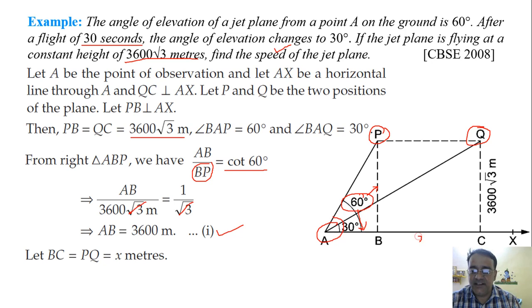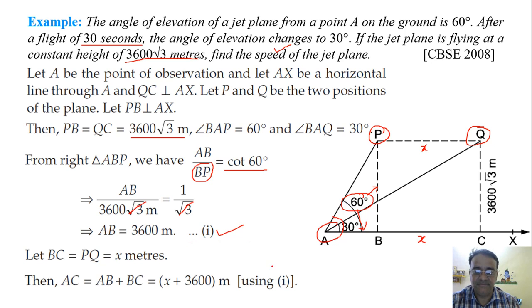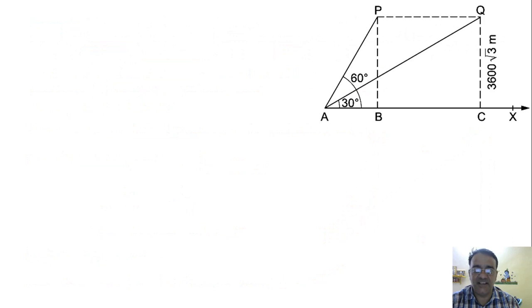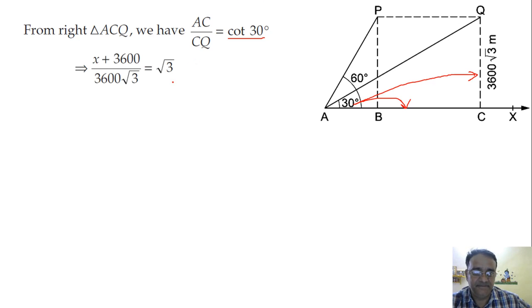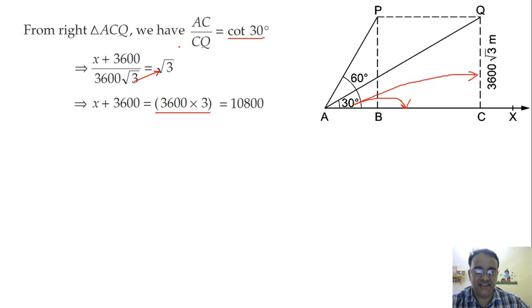Now BC is equal to x. We are taking it as x. These two are x. Okay, and AC is equal to x plus 3600. Now take the triangle ACQ. If you take the triangle ACQ, cot 30 degree is adjacent upon opposite, that is AC upon CQ. What is cot 30 degree? Root 3. And AC we got x plus 3600 and CQ we got 3600 root 3. So we will cross multiply these two. When we cross multiply, this root 3 becomes 3. Okay, and 3600 into 3 is 10800 minus 3600. We shift this here. So we'll get 7200. Any doubt here?